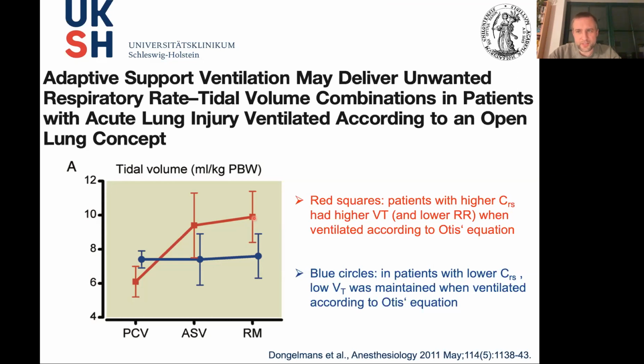By the time in 2011, it was not so well known that it is maybe a good idea to increase tidal volume in patients with higher respiratory system compliance. But this was seen as very critical. They said this is not lung protective in patients with ARDS to ventilate them with more than 8 mils per kilo predicted body weight. So this was one of the criticisms of ASV, that it may ventilate patients with high compliances with high tidal volumes due to the equation that's behind it.